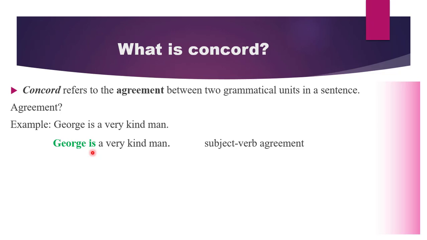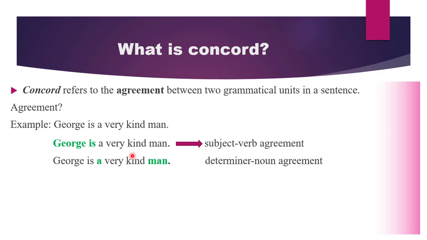What do we call this kind of agreement? We call it the subject and verb agreement. You might have heard it somewhere. Subject-verb agreement. However, is this the only agreement that we see in the sentence, George is a very kind man? Or are there any other agreements in the sentence?